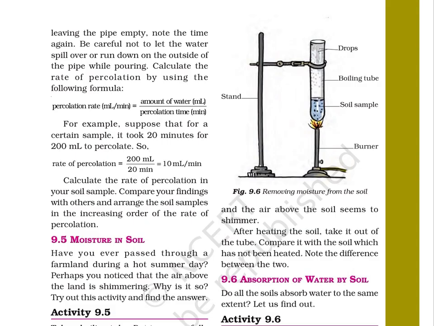For example, suppose that for a certain sample, it took 20 minutes for 200 milliliter to percolate. So, rate of percolation is equal to 200 milliliter divided by 20 minutes, which is equal to 10 milliliter per minute. Calculate the rate of percolation in your soil sample. Compare your findings with others and arrange the soil samples in the increasing order of the rate of percolation.